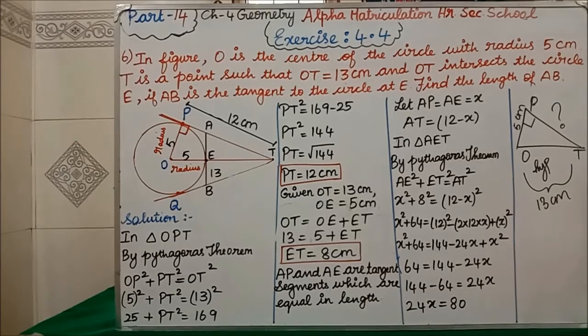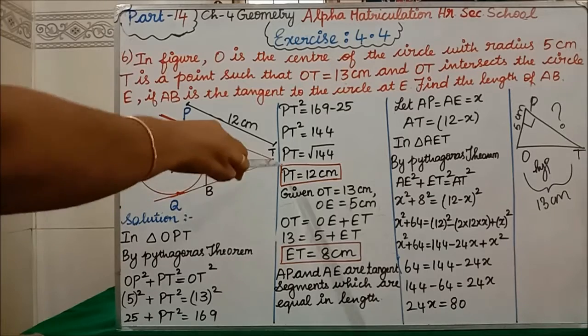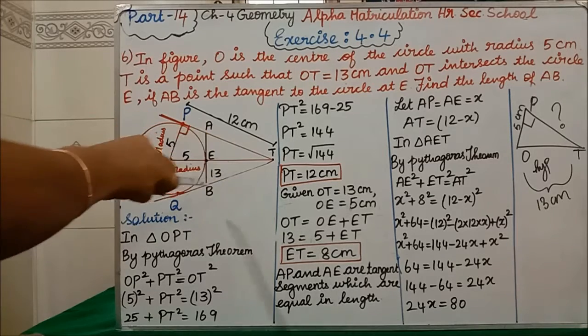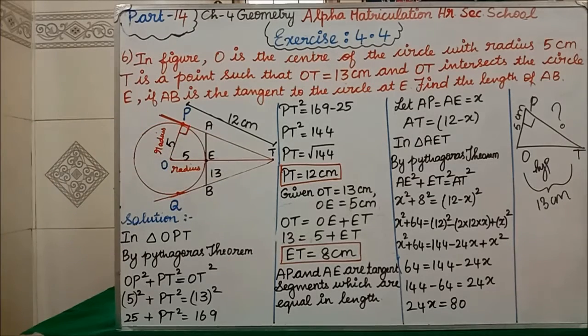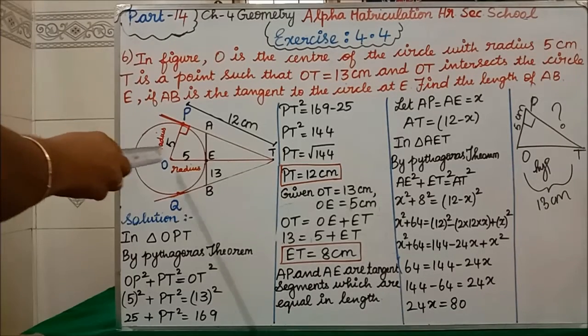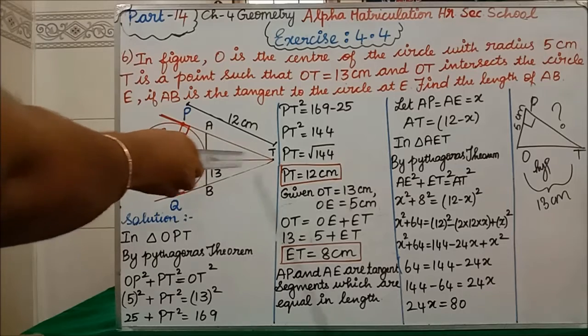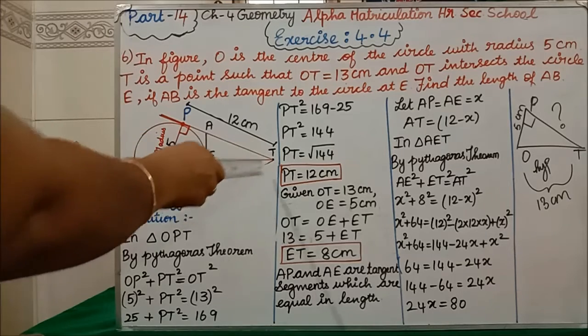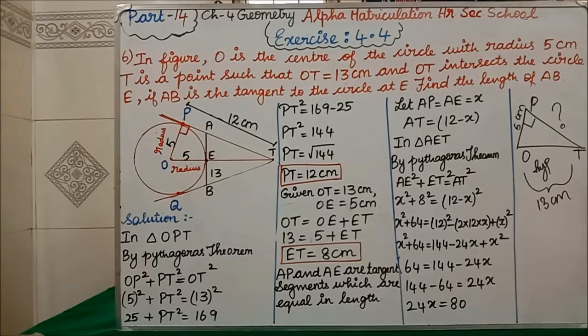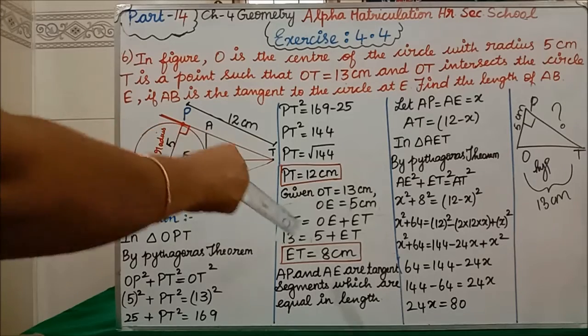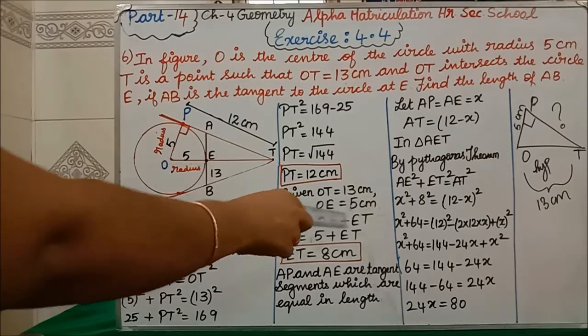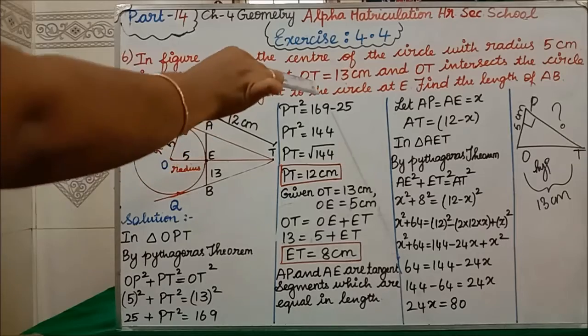Clear all of you? Now what we are going to do is, OT is divided into OE plus ET. OE length we know it is 5. OE is equal to 5. ET, this length we don't know, we have to find. This full length OT is 13. So now I have written OT full length is equal to OE plus ET. OT full length they have given as 13.